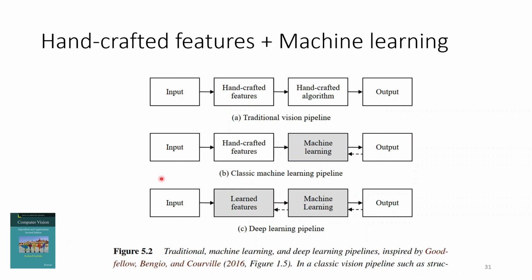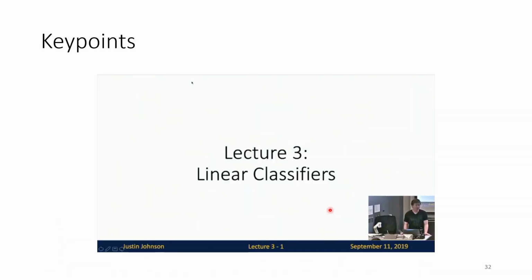And now we are going to learn neural networks. Neural networks use another scheme, this one. This is a deep learning pipeline. It means the feature will no longer be hand-crafted. It will be learned by the algorithm itself, and the classifier is also learned by the algorithm itself. Now, again, I will use Justin Johnson's slides.